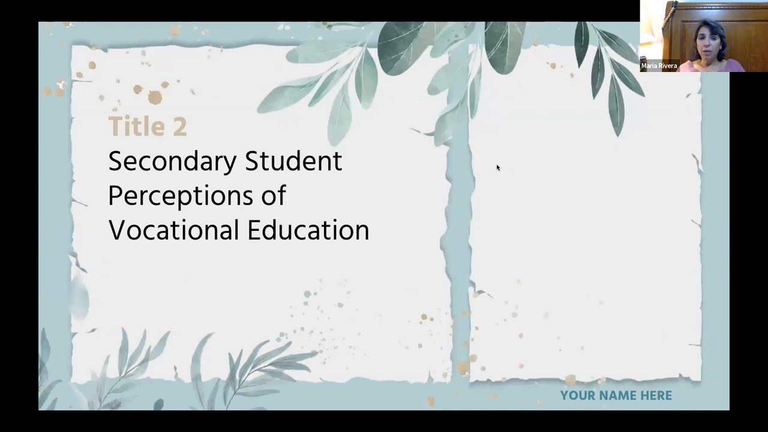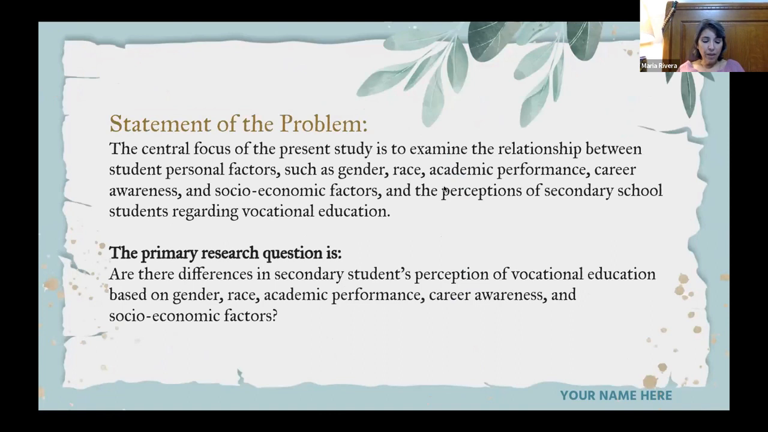The second title is Secondary Student Perception of Vocational Education. For this one, I've seen a lot of students that are graduating from high school but have no idea of which way they want to go, what other careers they want to pursue. And some of them are even dropping out and not going to college and not enrolling in any other type of career.